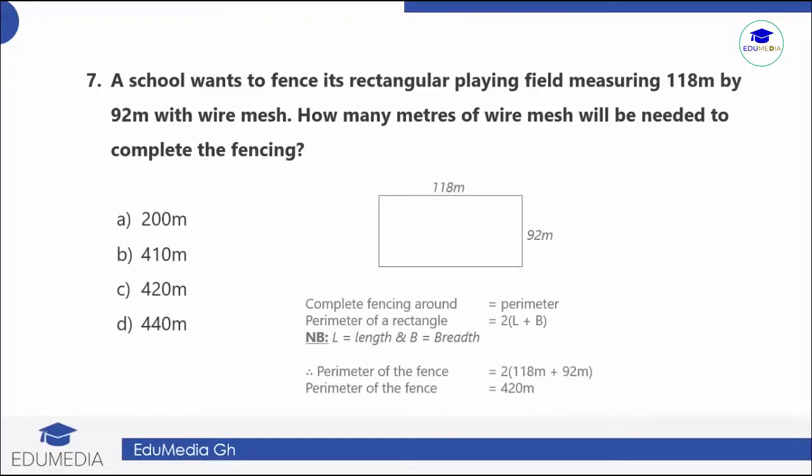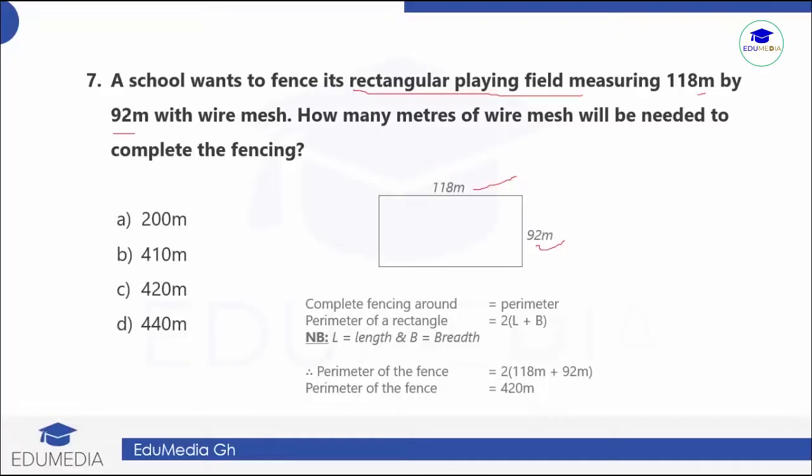This is what we have. Since it's a rectangular playing field, we can represent it with a rectangle here. Now it is 180 meters by 92 meters. So the length is 180, since this is the longest side, and the width or the breadth is the 92 meters. The complete fencing around the field means that we are looking for the perimeter.